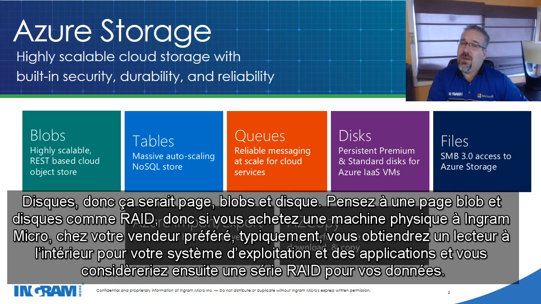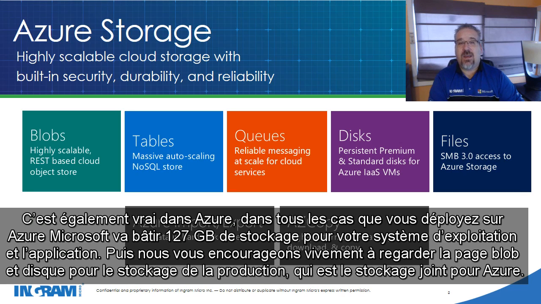Disks, so that would be page blob and disk. Think of page blob and disk like RAID. If you purchase a physical machine from Ingram Micro, from your favorite vendor, typically you'll get one drive in it for your operating system and application, and then you would consider a RAID array for your data. The same rings true in Azure. In any instance that you deploy on Azure, Microsoft carves out 127 gigs of storage for your operating system and application. And then we would highly encourage you to look at page blob and disk for production storage. That's attached storage for Azure.